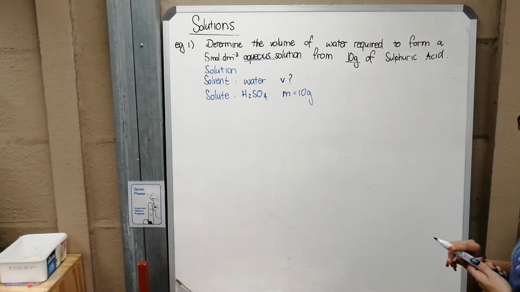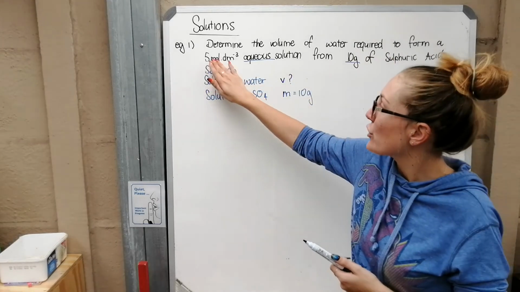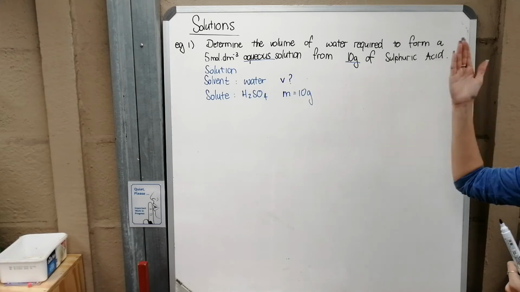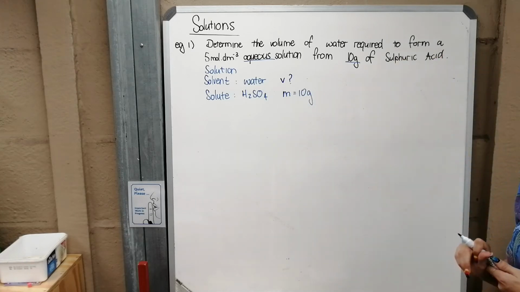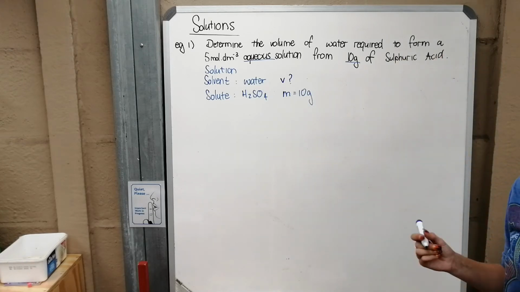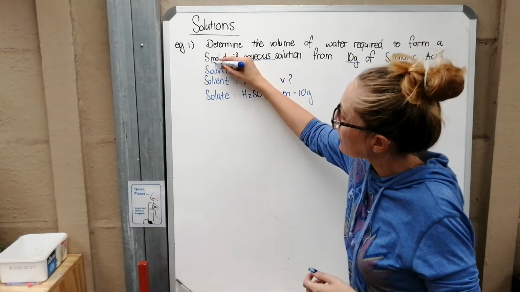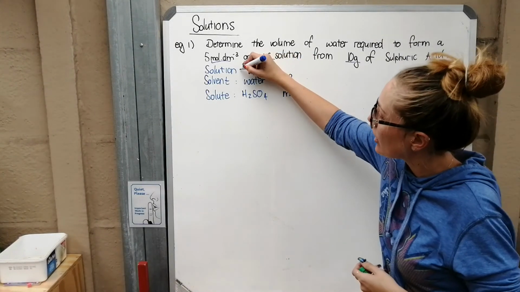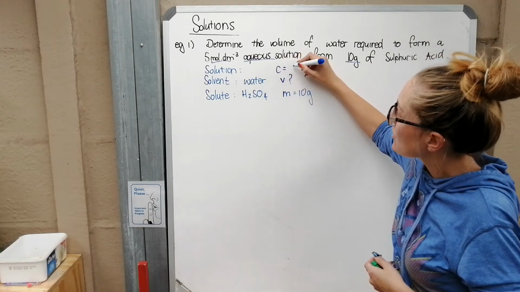And what else do we know? We've been told this 5 moles per dm cubed. They don't tell us what it is, they just say we want to form a 5 mole per dm cubed aqueous solution. So you actually have to identify what this is based on the units. Those units are for concentration, which means that is the concentration of our solution.